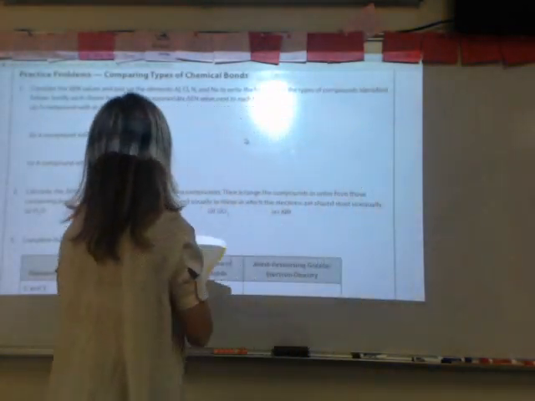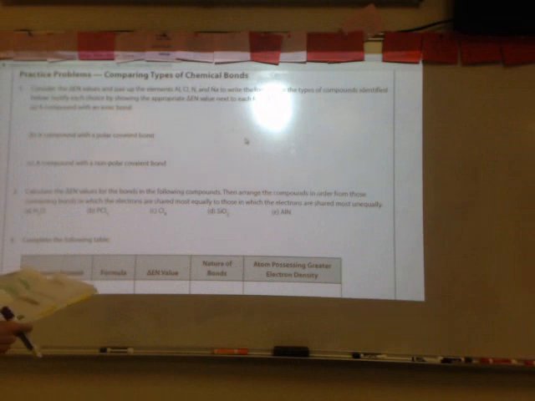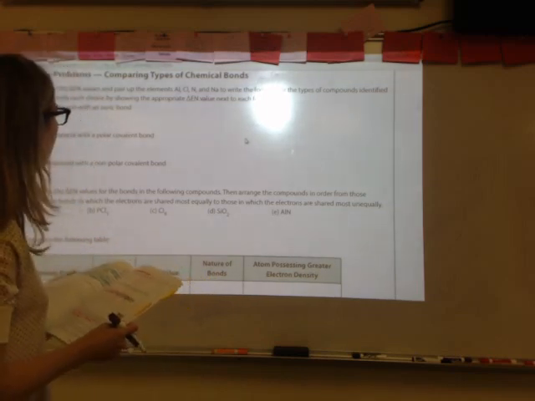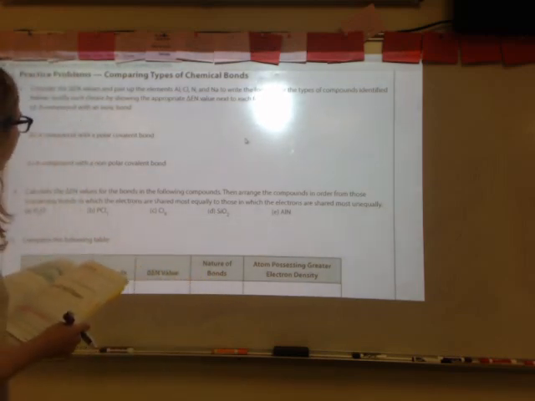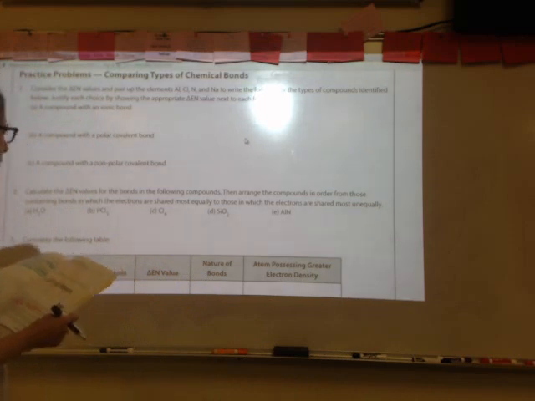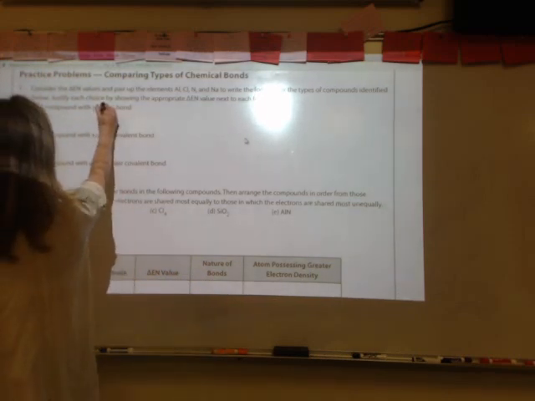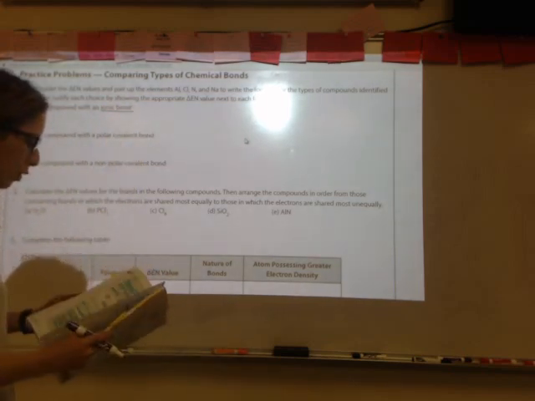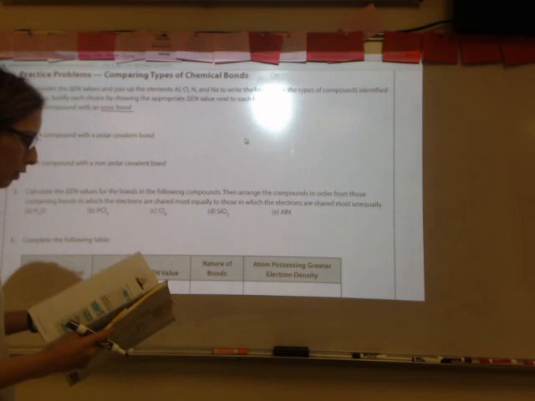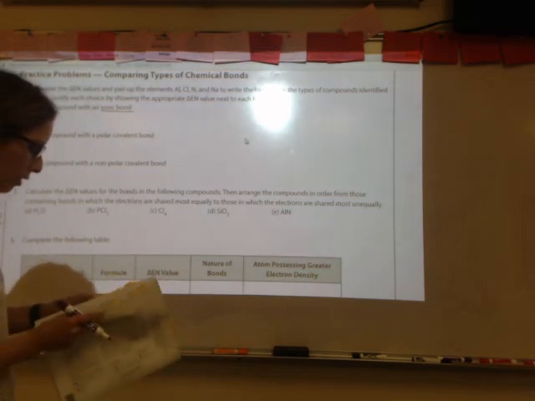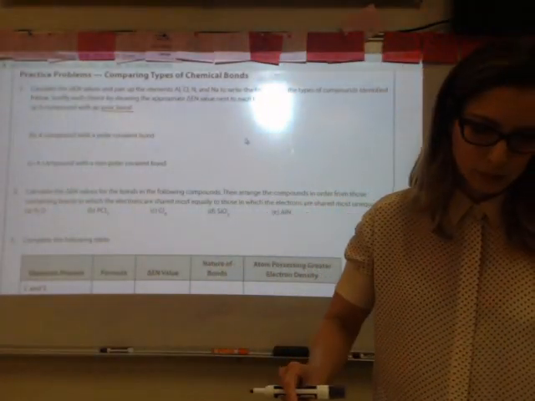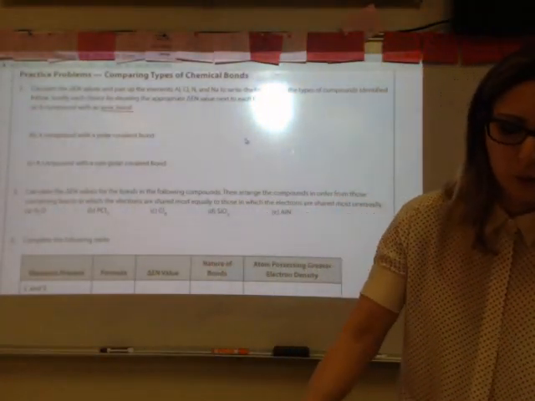this says, consider the difference in electronegativity values and pair up the elements aluminum, chlorine, nitrogen, and sodium to write the formula for the types of compounds identified below and justify it by using an appropriate difference in electronegativity value. If I want to write a compound with an ionic bond, I've got to have an electronegativity difference that falls within a certain range. And if you turn back to the previous page, that electronegativity difference is greater than 1.7.